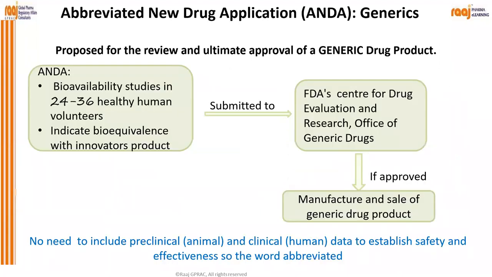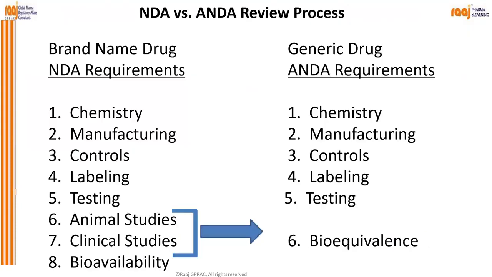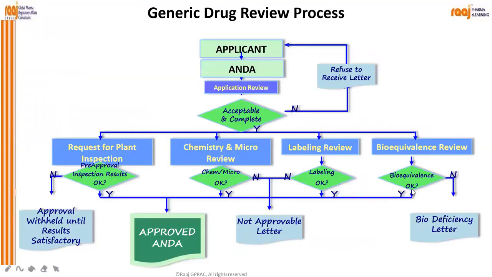And of course, the module 4 and 5, as I said, is replaced with the bioavailability data. Once you submit your ANDA to the CDER, and it is approved by US FDA, then only you can manufacture and sell that drug product. Correct? So, no need to establish your preclinical and clinical data. That is the difference between NDA and ANDA. As I said, this is replaced with your bioequivalence studies.